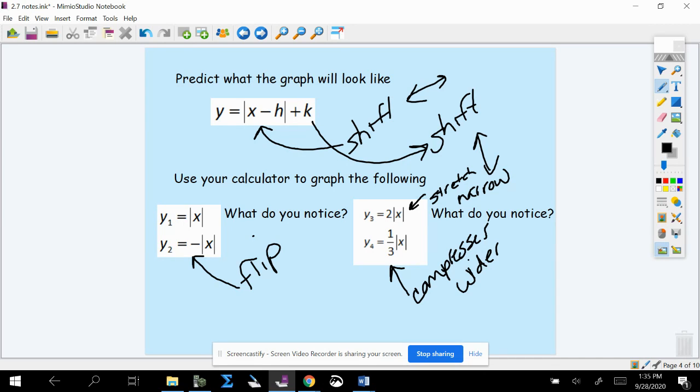So when I have a slope that's bigger than 1, it makes it steeper, and it looks like it takes the graph and just stretches it out and makes it very narrow. Versus if I make a graph with a slope less than 1, it has a very gradual slope, and that compresses it and makes it wider.